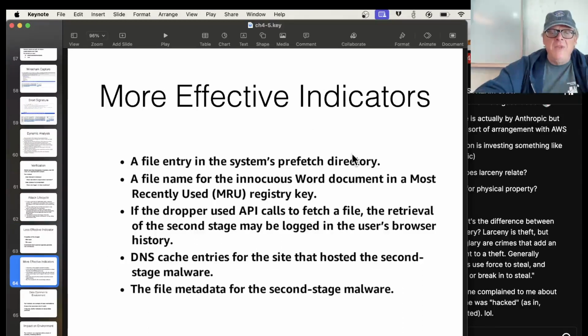A more effective one would be something in the prefetch directory, that means a certain executable has been run recently. That's pretty nice. File name for the innocuous Word documents left behind.